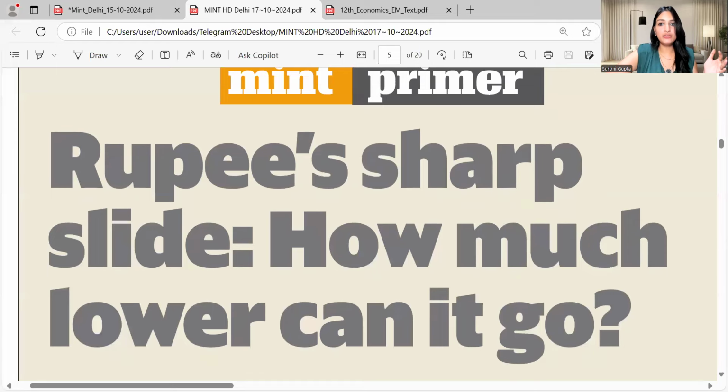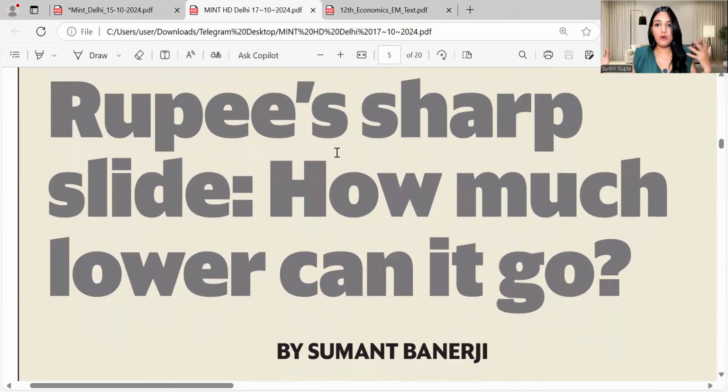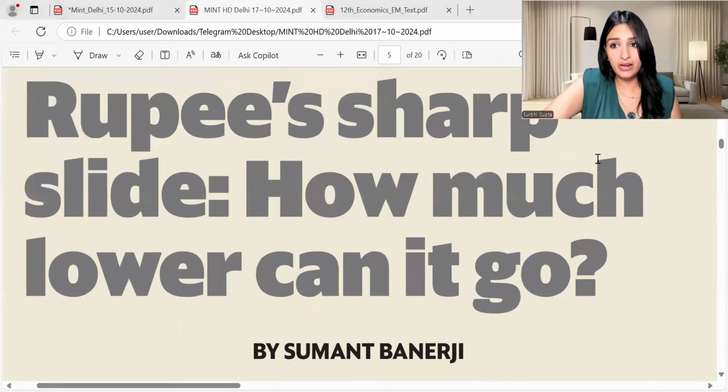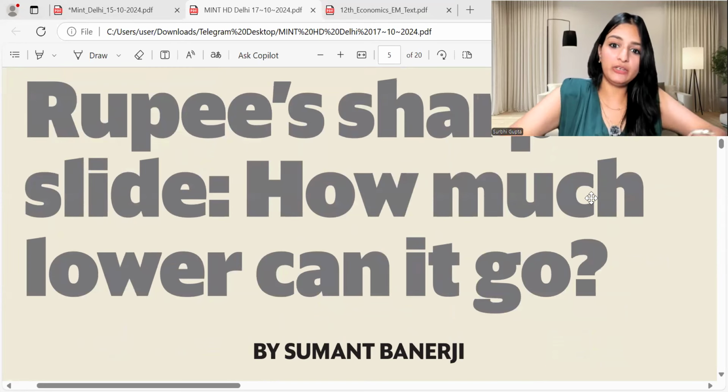So let's just quickly share the screen so that you get to know what topic we are going to do today. All right, just hold on. So today's topic is rupee's sharp slide. How much lower can it go? So we are talking about depreciation today, and the difference between depreciation, appreciation, and devaluation, revaluation, all that. All of these things I'm going to explain to you today.